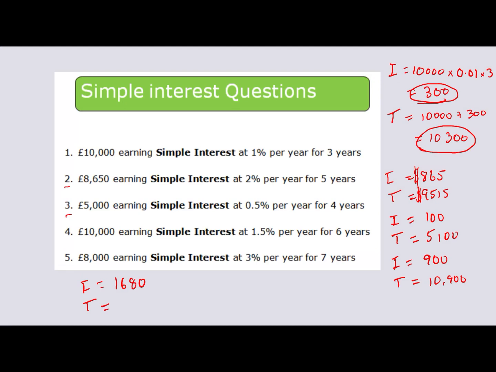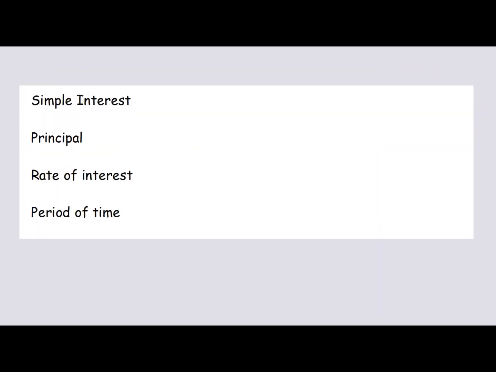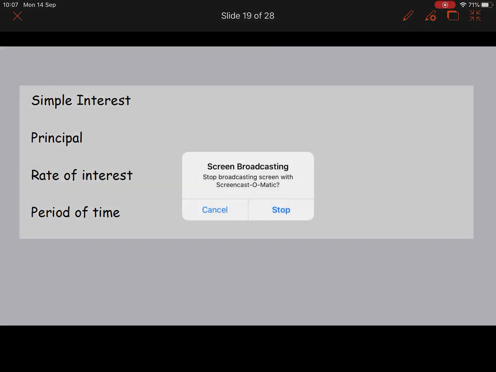Okay, last one, number 5. Interest would be equal to 8,000 times 0.03, that's 3%, times 7 years, which is 1,680. So the total amount you'd have after 7 years is 9,000.